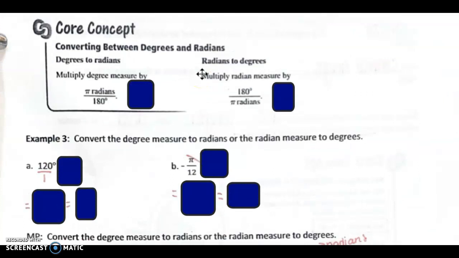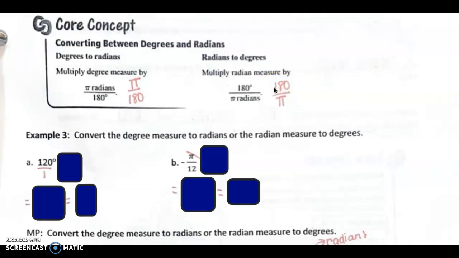Okay, so we can convert between degrees and radians. It's super simple. If you're going from degrees and you want to end in radians, you're going to multiply by pi over 180. So you can just write pi over 180. And it's just the opposite for radians to degrees. So you multiply radian measure by 180 over pi. So if you start out with radians, this is how you multiply. And I'll show you why in just one second.